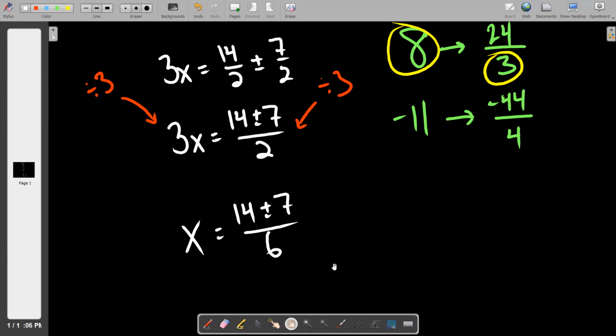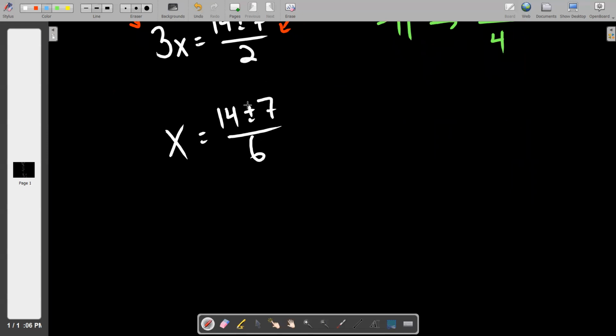So let's, I got some colors left here. I'll use a blue. If the blue is the plus, what's 14 plus 7? So 21 over 6 is one of my answers, but it needs some loving. Reduce that. 7 over 3, 2 over 3. Yeah.